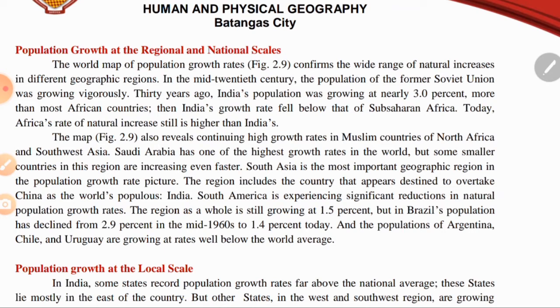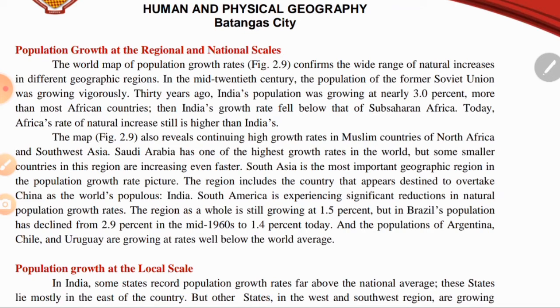South Asia is the most important geographic region in the population growth rate picture. The region includes a country that appears destined to overtake China as the world's most populous, India.